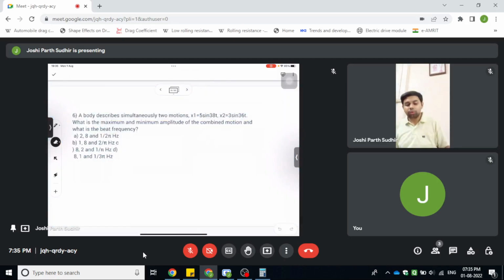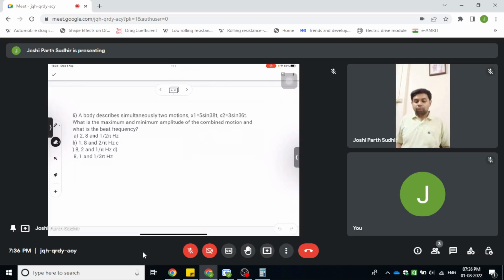So now let us move on to the next question. The next question says there are two simultaneous harmonic motions x1 and x2 that are given. The question is, what is the maximum and minimum amplitude of the combined motion, and what is the frequency of beats? If we observe carefully, there are two different motions x1 and x2. They have different amplitudes and different frequencies.